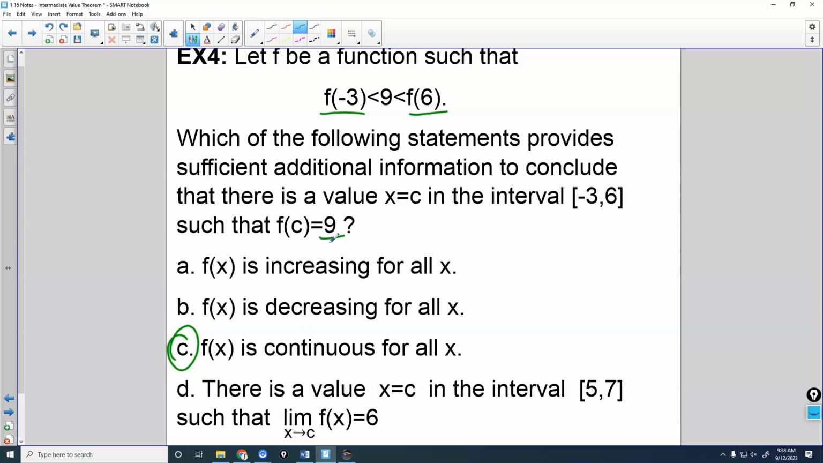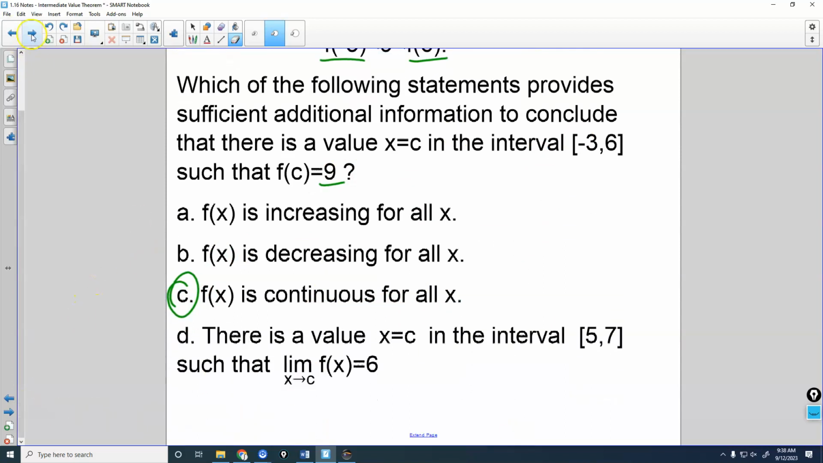Increasing for all x does not necessarily guarantee this, because you could be increasing and have a vertical asymptote, or you could be increasing and have other problems with your graph, but continuity has to happen. All right, we okay there?